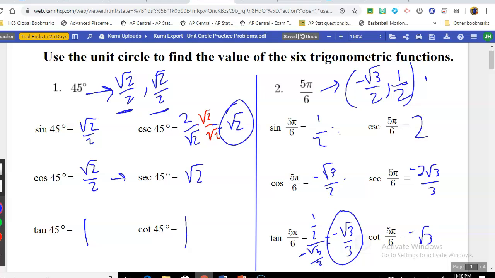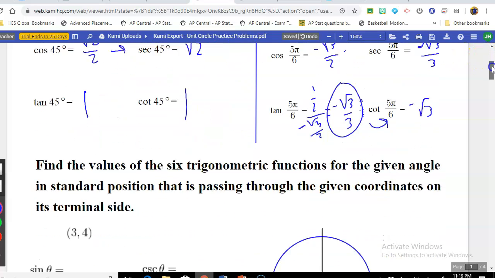Now again, all you're doing is taking this and flipping it over to get the cotangent. All right, so that's real quickly how we find trig functions using the coordinates from the unit circle that we get on those angles. Now, sometimes, like I said, we will run into radian measures like we did in this second example here, and we have to adjust.